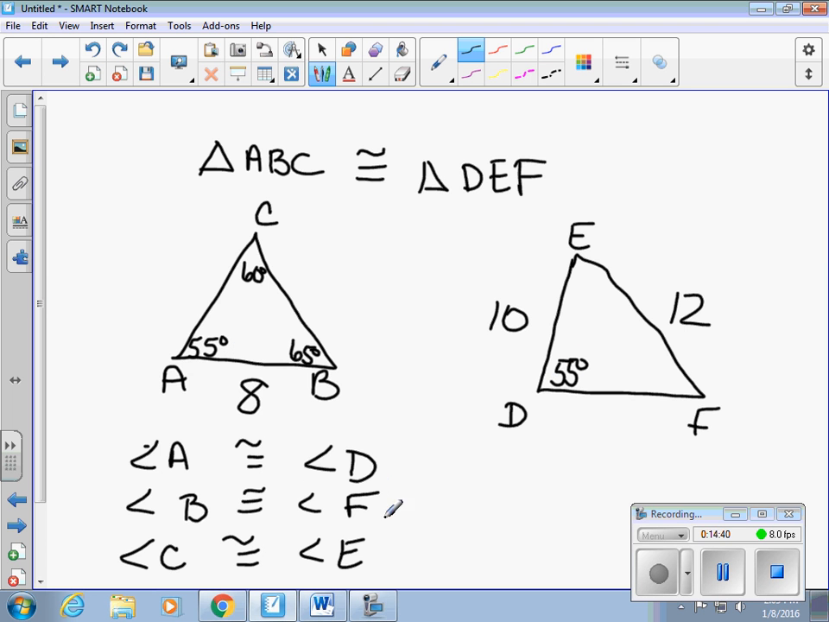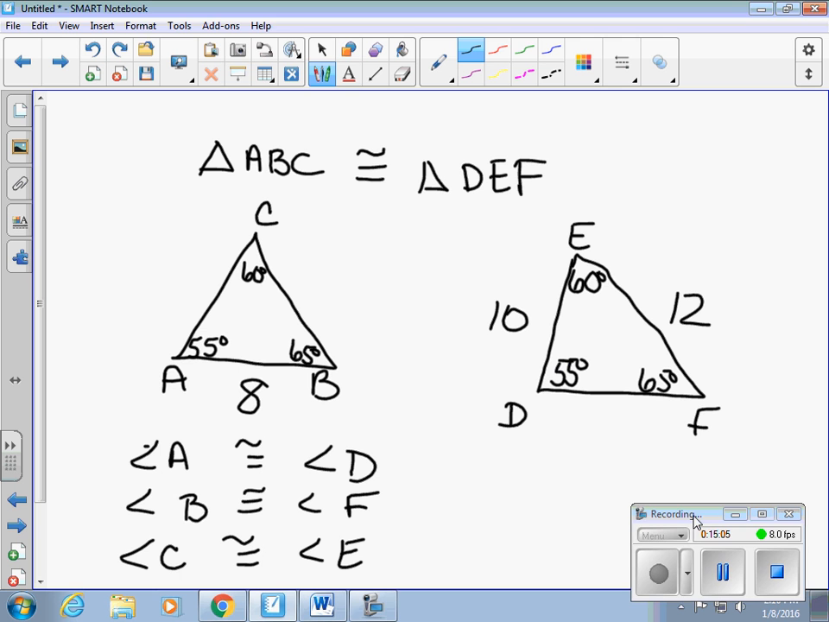Do I know what F is? Yes, because I know what B is. What is B? So therefore F is that. And what is E? See how, because I know that my triangles are congruent, I can use information from one triangle to help answer questions in another one. See how I did that?